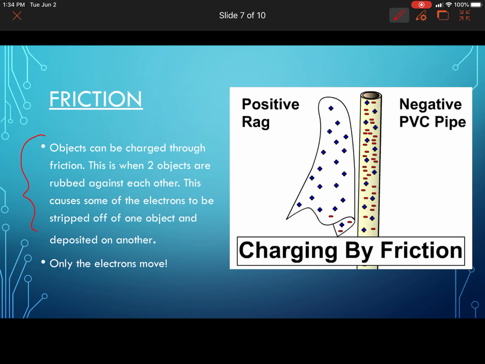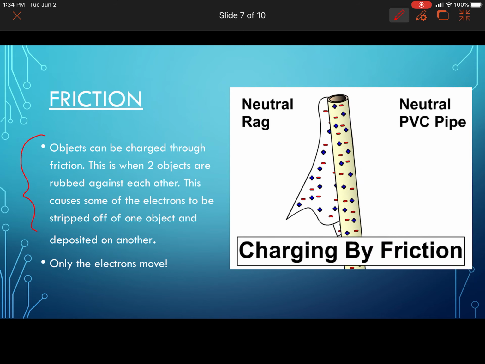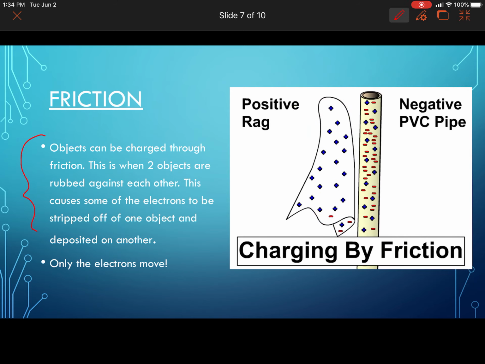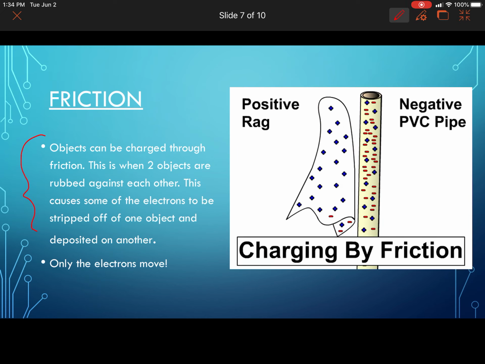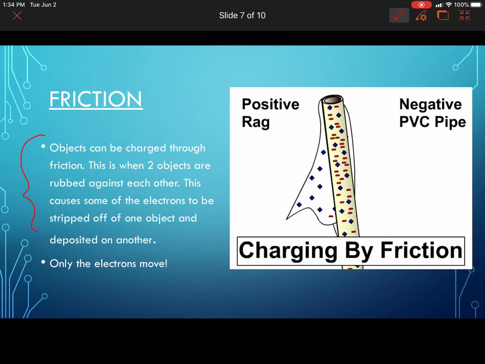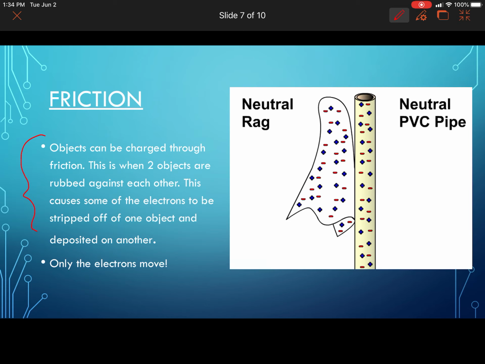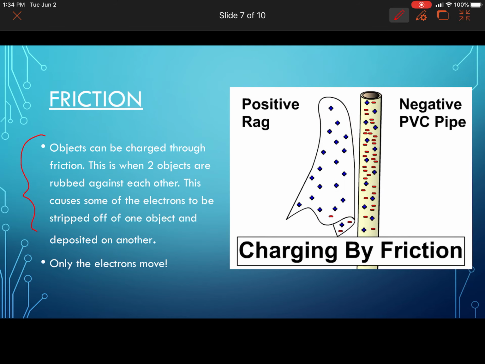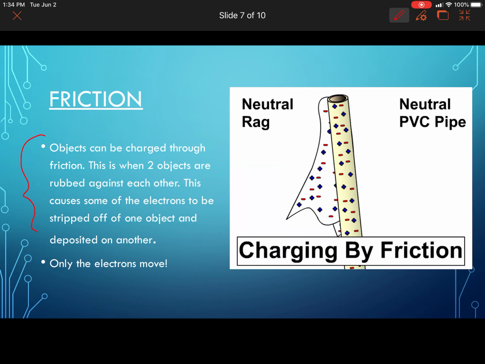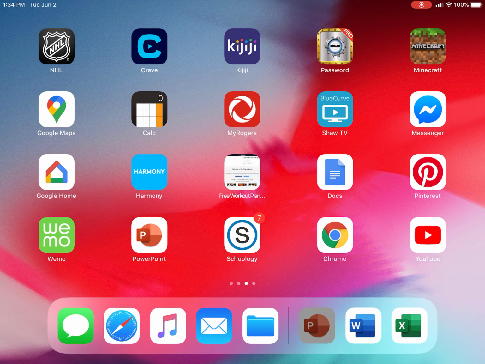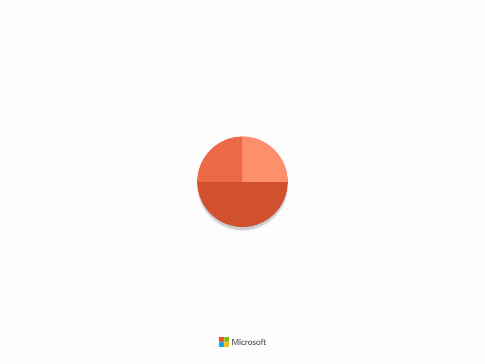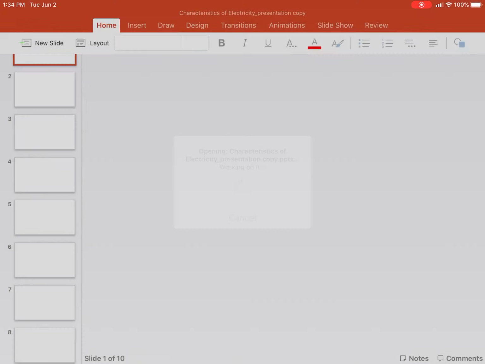So this part here has to be written down in your notes. Define what friction is there. This is a little animation that shows we've got the neutral cloth and a neutral PVC pipe. If we rub them together, the electrons are stripped off the cloth and put on the pipe.